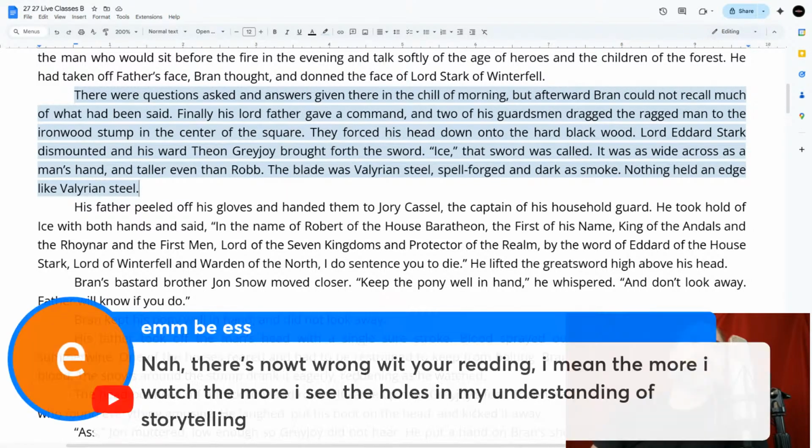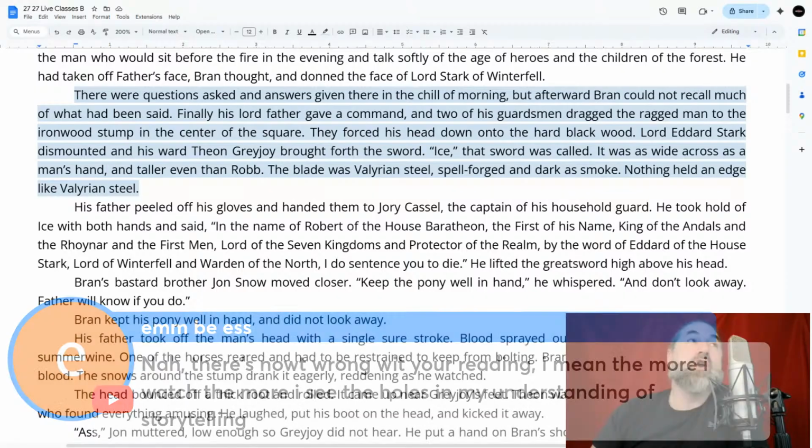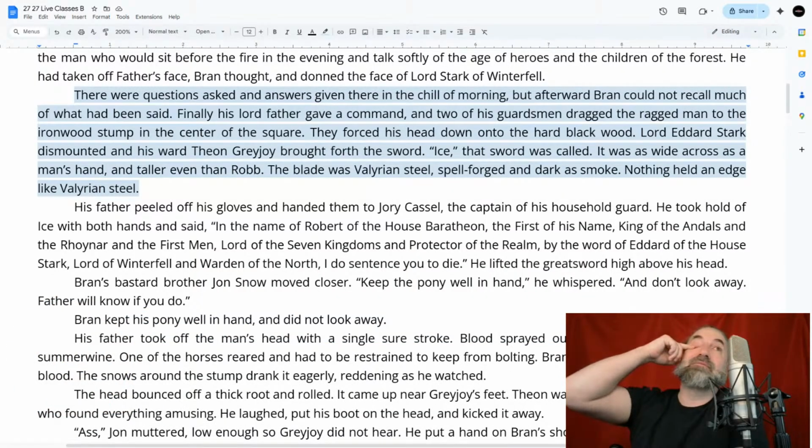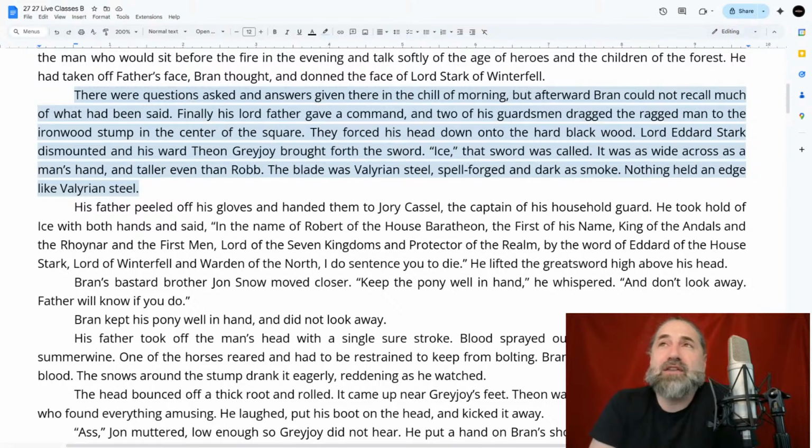All right. Nah, there's naught wrong with your reading. I mean, the more I watch, the more I see the holes in my understanding of storytelling. Well, that's really good that you're seeing those elements as we break things down. I do want to get into a couple things.